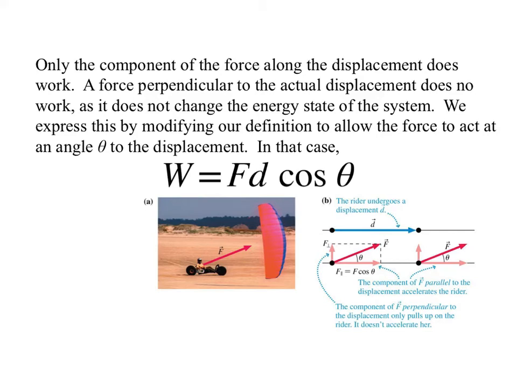What if the force and displacement are not aligned? Only the component of the force along the displacement does work. A force perpendicular to the actual displacement does no work because it does not change the energy state of the system. We express that by modifying our definition to allow the force to act at an angle theta to the displacement. In that case, we have a new, extended formula where the work is now defined as Fd times the cosine of the angle between the force and the displacement.